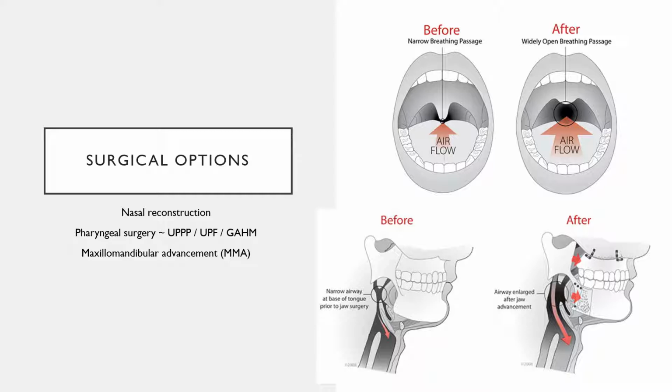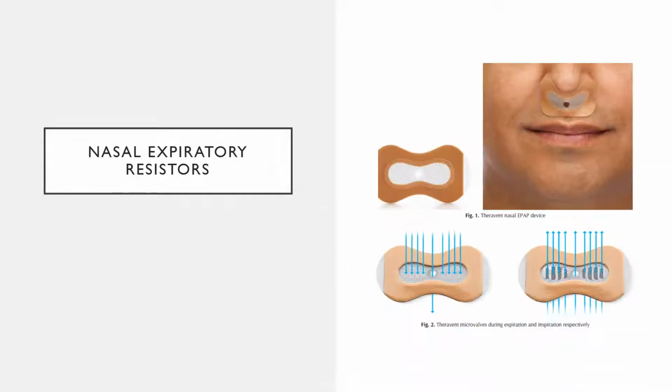And then there's maxillomandibular advancement, MMA. You can see pictured on the bottom there, what they do is they actually go in and surgically move the mandible forward to open up the back of that airway. And you can see again the difference in the airway opening in the pictures there.